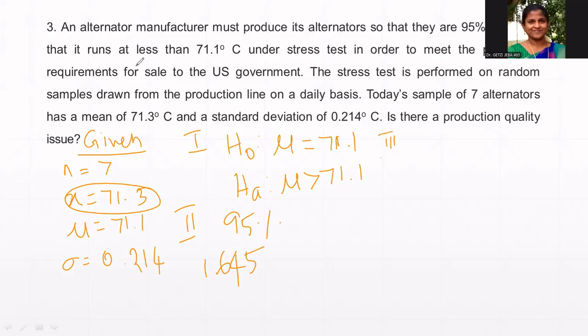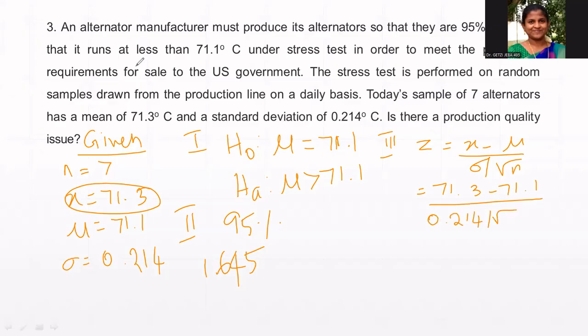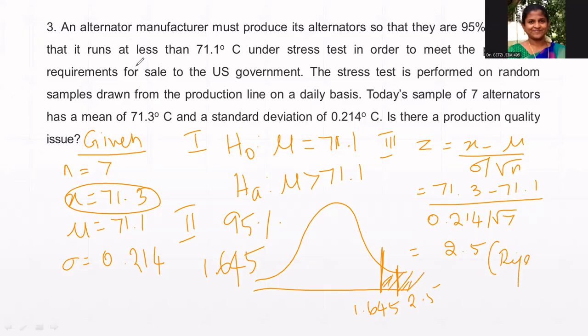Okay. Now we will compute. The third step is we are going to compute it. Z is equal to x minus mu divided by sigma by root n, which is equal to 71.3 minus 71.1 divided by 0.214 divided by root of 7. So this value is 2.5. Now we are going to draw the curve. This is 1.645 and 2.5 will be somewhere around here. Clearly it falls in the reject region. Okay, the value falls in the reject region.